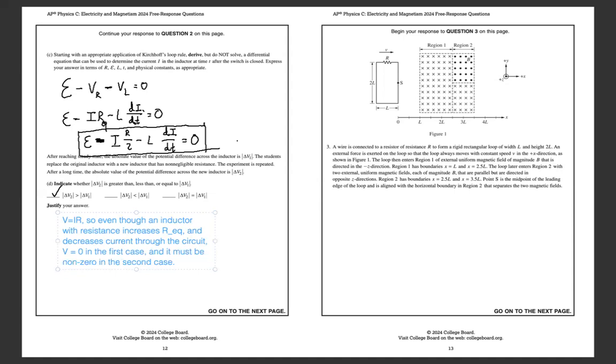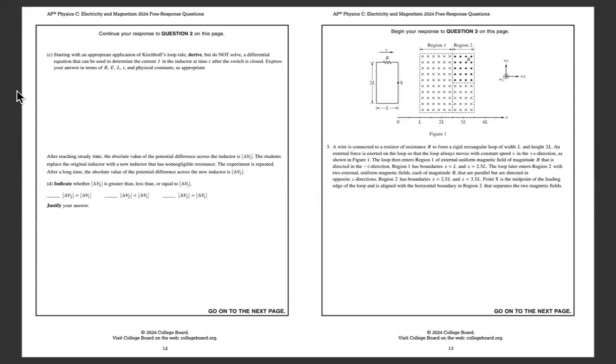All right, let's go on to question 3 then. A wire is connected to a resistor, and so on. There's an external force so that it always moves at constant speed. Then it enters region 1. Then you have some boundaries, cool. It enters region 2 with two different magnetic fields that are parallel but in opposite directions. And then point S is the midpoint. Okay. All right, I have a feeling I'm going to need to refer to this picture. Good thing I still have my paper copy here. Let's go ahead and move on to the next page then.